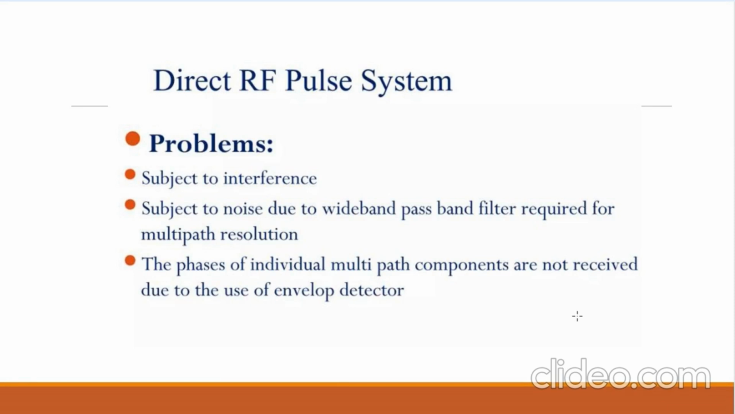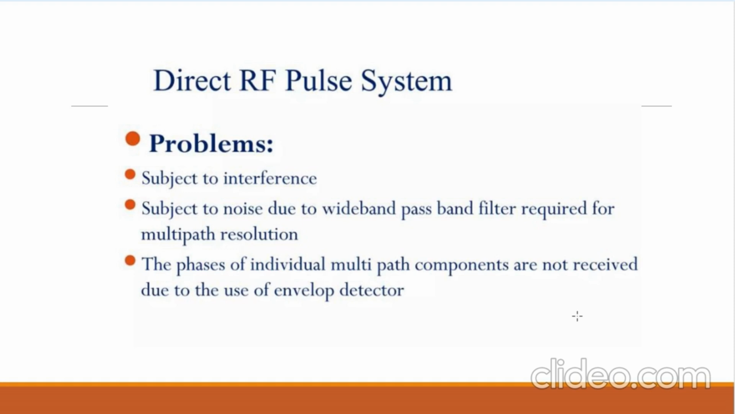The main problems are interference, and the presence of noise is higher due to a wide band pass filter. Since a band pass filter is used, it will allow a certain range of frequencies. There may be a chance of allowing the noise frequencies, the noise signal, also.